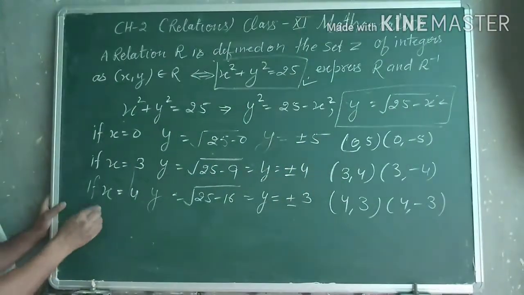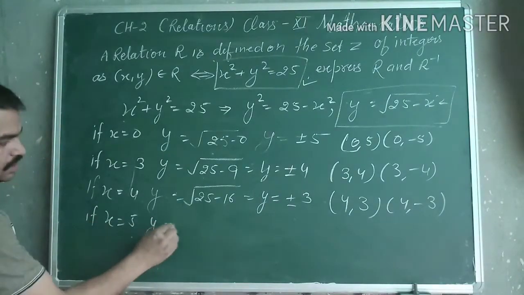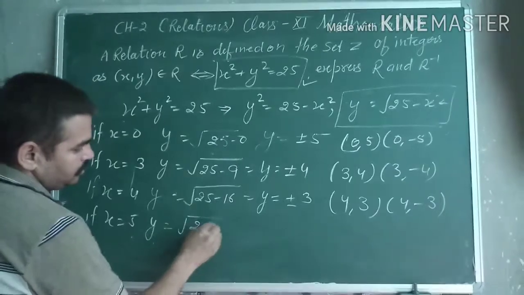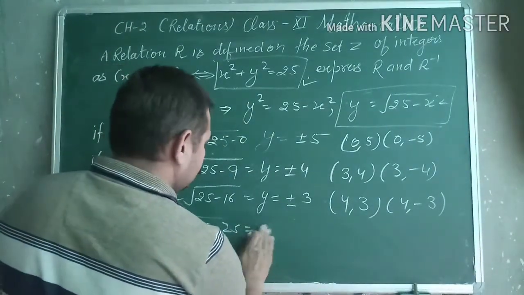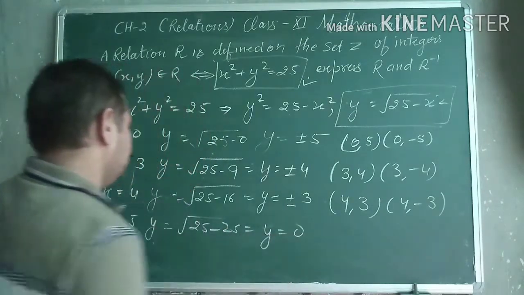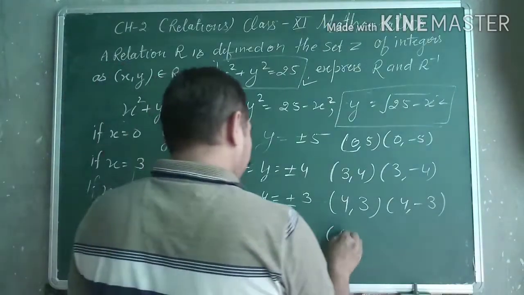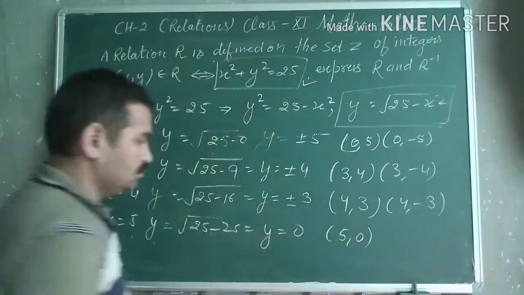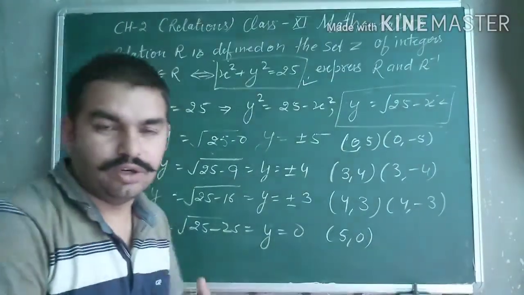Next, if x is equal to 5, then y is equal to under the root 25 minus 25, it means y is equal to 0. So you can take here (5, 0). I hope you understood this.